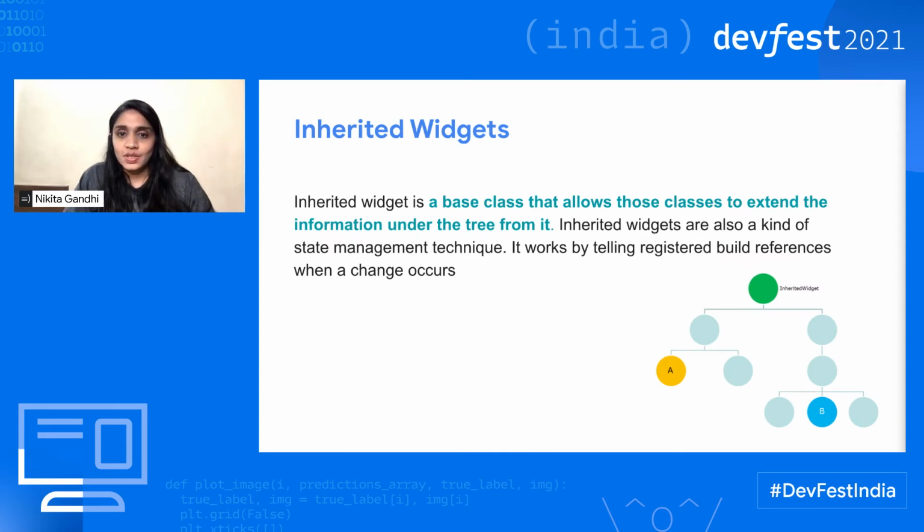Inherited widgets. If a widget inherits from a base class, that allows classes to extend information from the parent widget, just like a tree child architecture, which is there in any of the object oriented programming languages, then it's one of the state management techniques, and it works by telling registered build references when a change occurs. So when something changes in the parent widget, or vice versa, it can be registered and the changes can be notified.